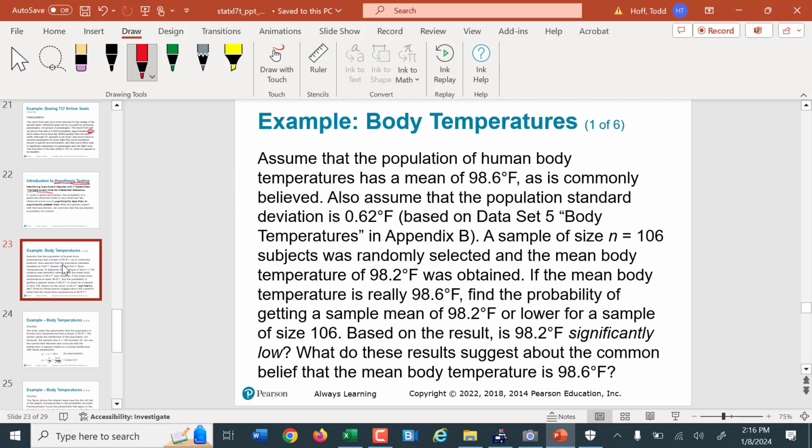So an example of this would be body temperature. It's commonly accepted that human body temperature is 98.6 degrees. Studies have shown on large data sets that it's a standard deviation of about 0.62 degrees Fahrenheit. So if we take a sample of 106 subjects and we calculate their mean, we're finding the body temperature of each subject and we find a mean of 98.2. Is this significantly low based on the assumption that the human body temperature averages 98.6?